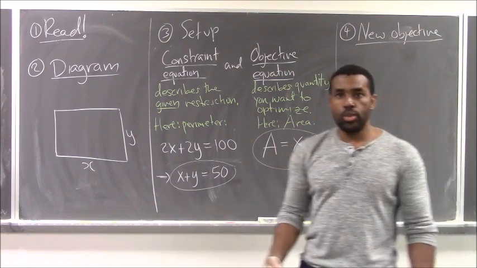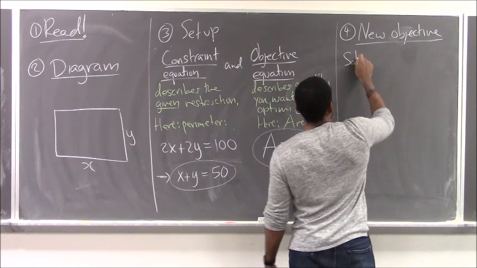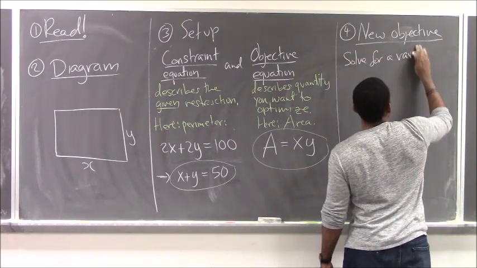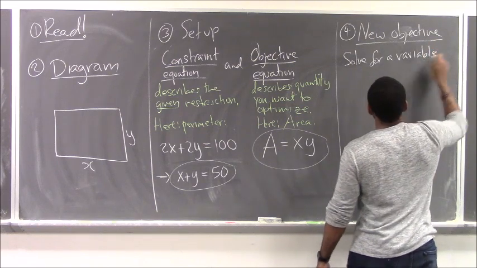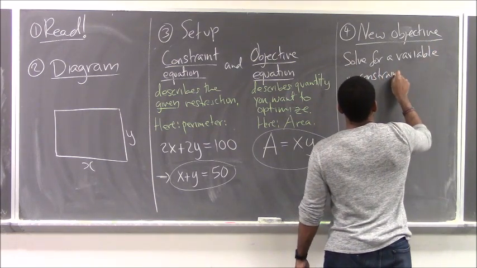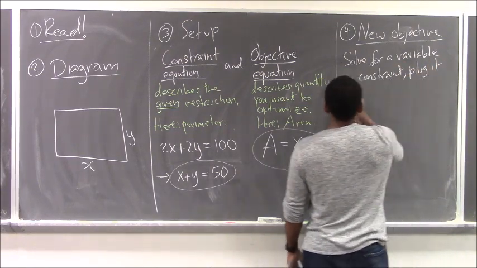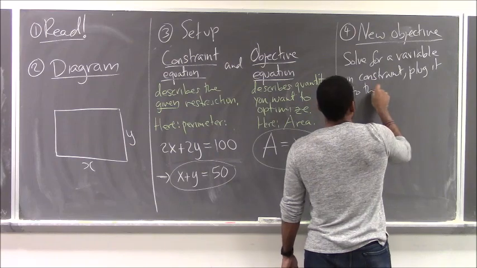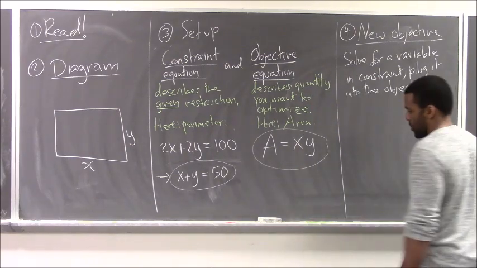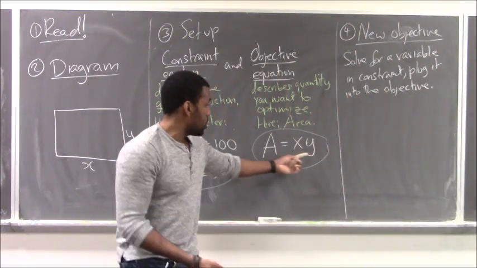And you always create this the same way. You're going to solve for a variable in the constraint and plug it into the objective. Now the goal of doing this is to get your objective equation in one variable.